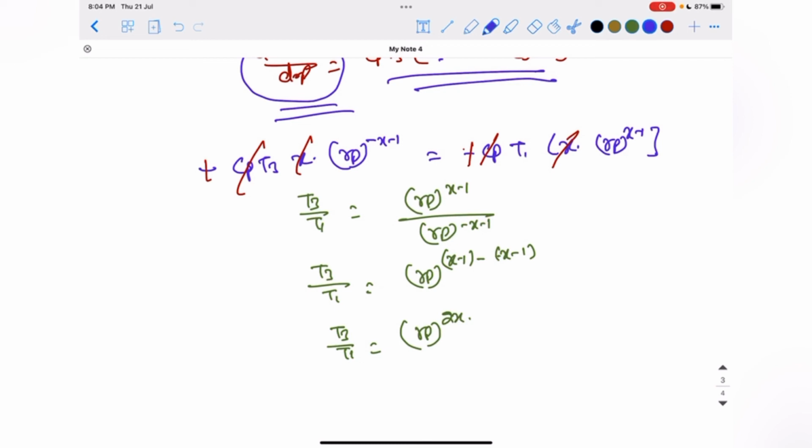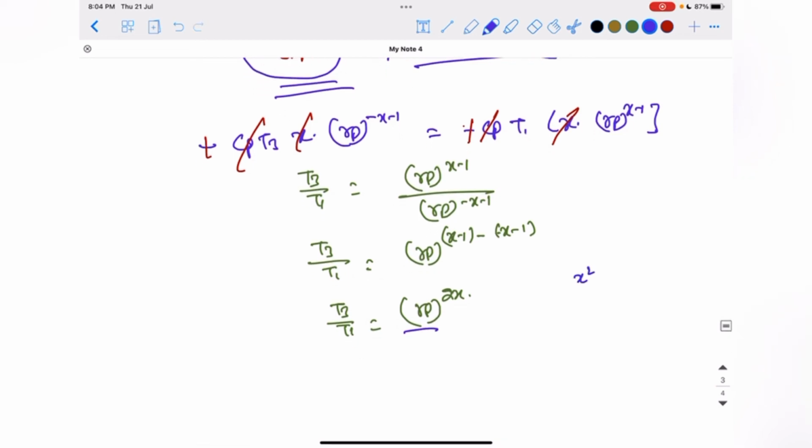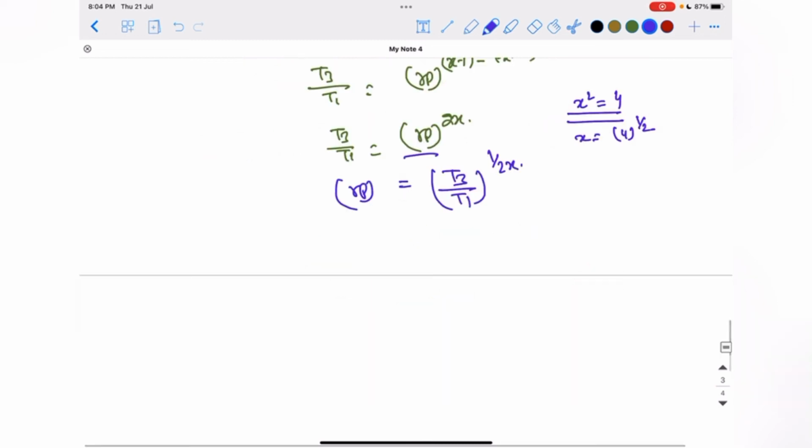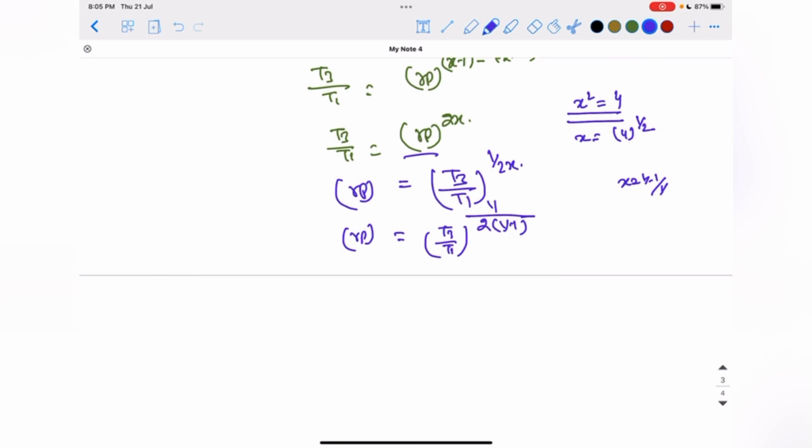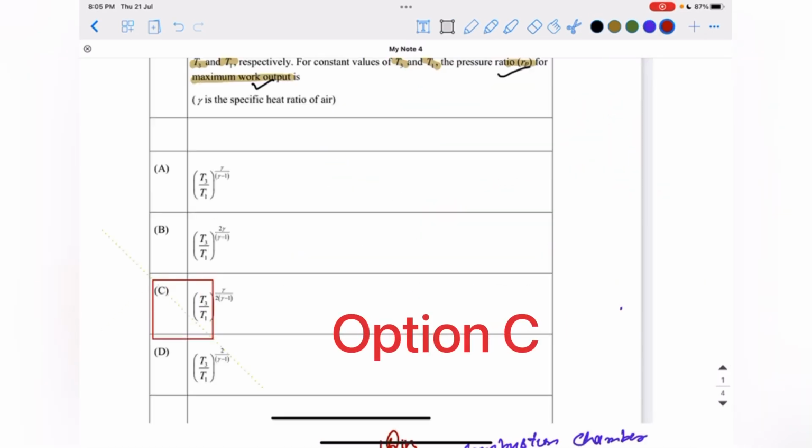Now I have to find the pressure ratio, that is Rp, and this Rp is in a power. You understand this concept that if x squared is equal to 4, and I want to take the square root, what I will do is take the power 1 by 2, I will just reciprocate the power. Similarly, to get Rp, I have to reciprocate the power on both sides, meaning I will get T3 by T1 to the power 1 by 2x is equal to Rp. For x, I already have x is equal to gamma minus 1 by gamma. I can put that value. This is Rp equal to T3 by T1 to the power 1 upon 2 times gamma minus 1 by gamma. So this is the final pressure ratio. And from the given options, option C is the correct answer.